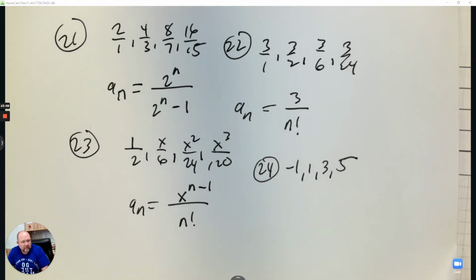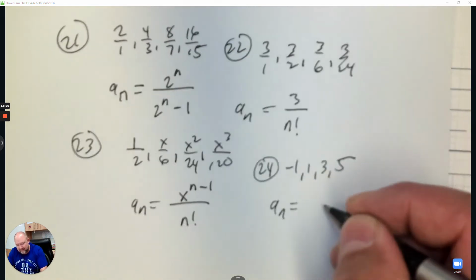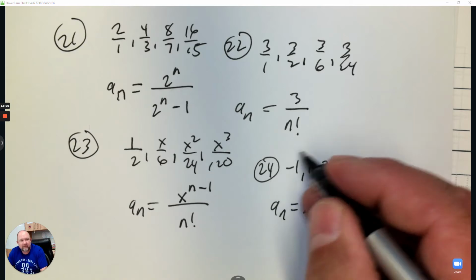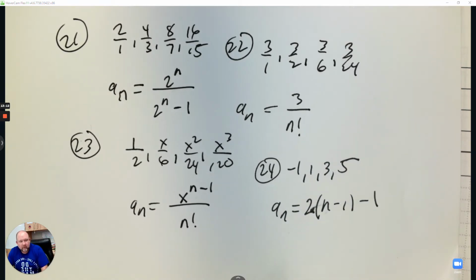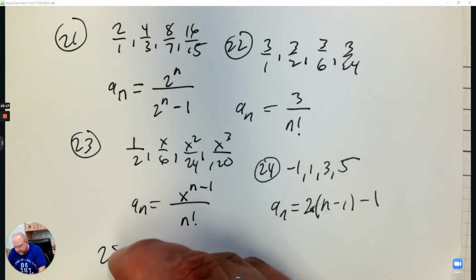Negative 1, 1, 3, 5. I'm counting by 2s. So every time you add 2, and then the first term is negative 1. Or you could write it down, you could expand it if you wanted to. 25.